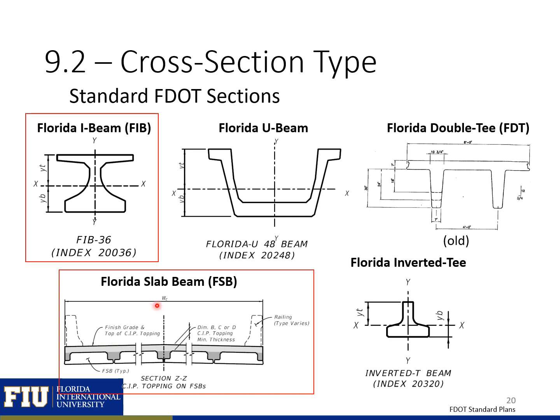Some other sections that have been used are these Florida U-beams, Florida double T sections, and the Florida inverted T, which would require a cast-in-place deck on top here to complete the section.